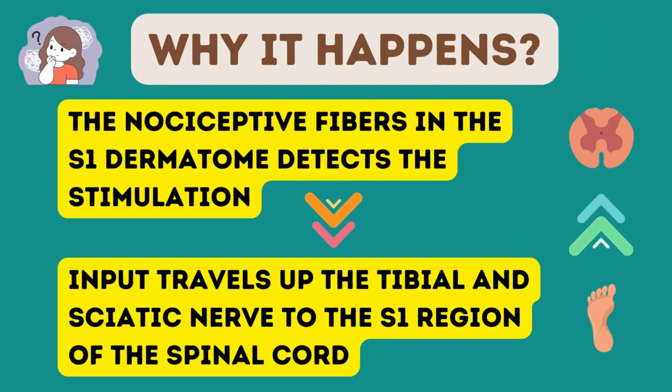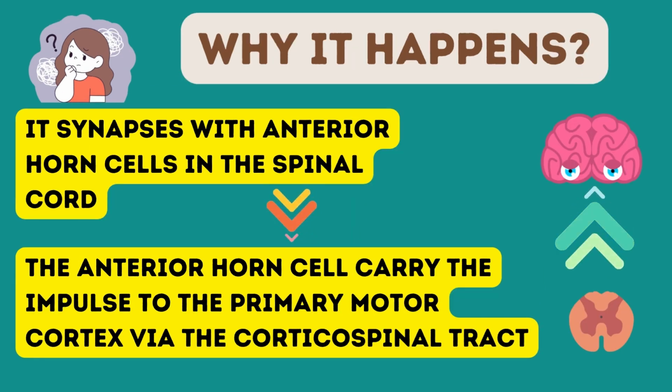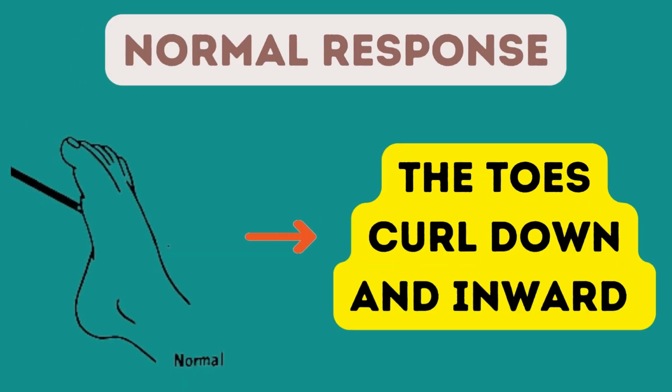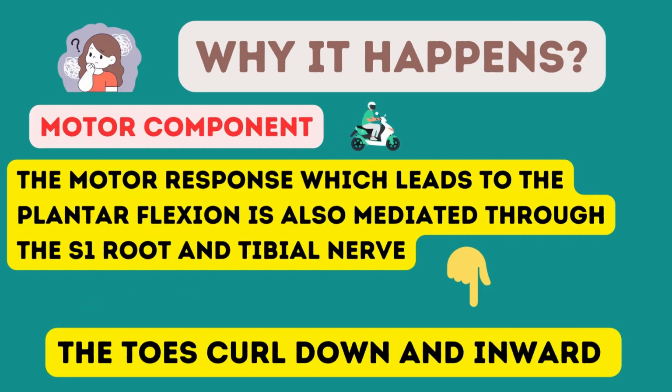Why does this happen? This happens because, when the nociceptive fibers in the S1 dermatome detect the stimulation, the nociceptive input travels up the tibial and sciatic nerve to the S1 region of the spine and synapses with anterior horn cells in the spinal cord. The anterior horn cell carries the impulse to the primary motor cortex via the corticospinal tract. The motor response which leads to the plantar flexion is also mediated through the S1 root and tibial nerve. This results in the toes curling down and inward.